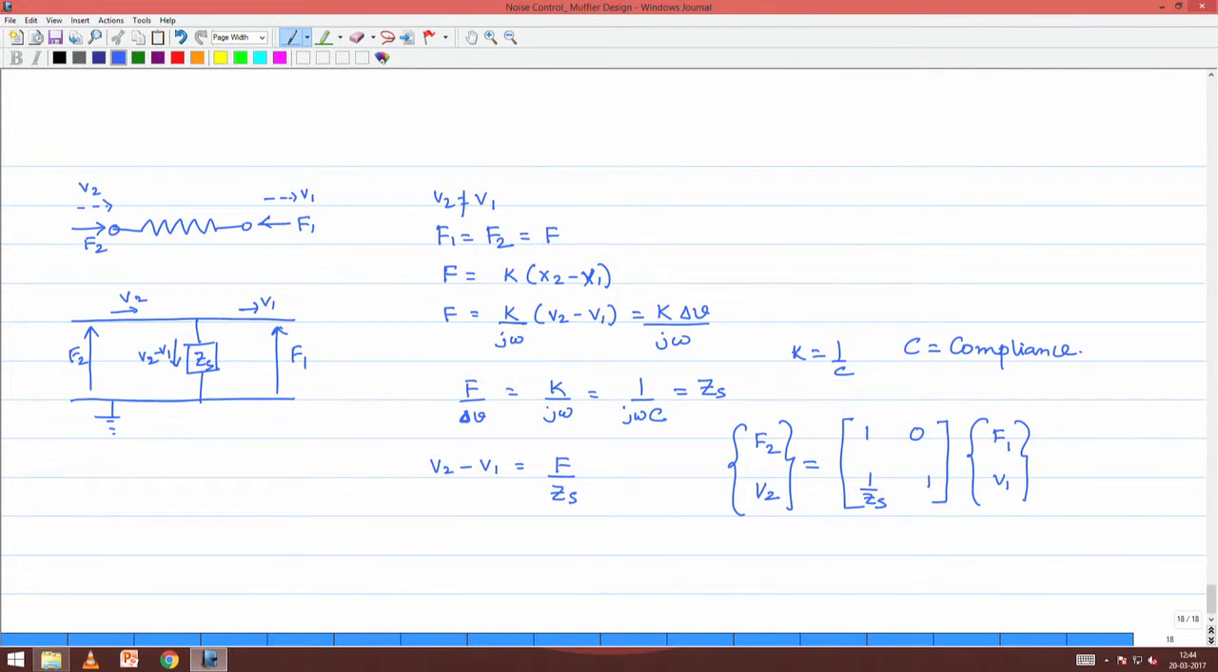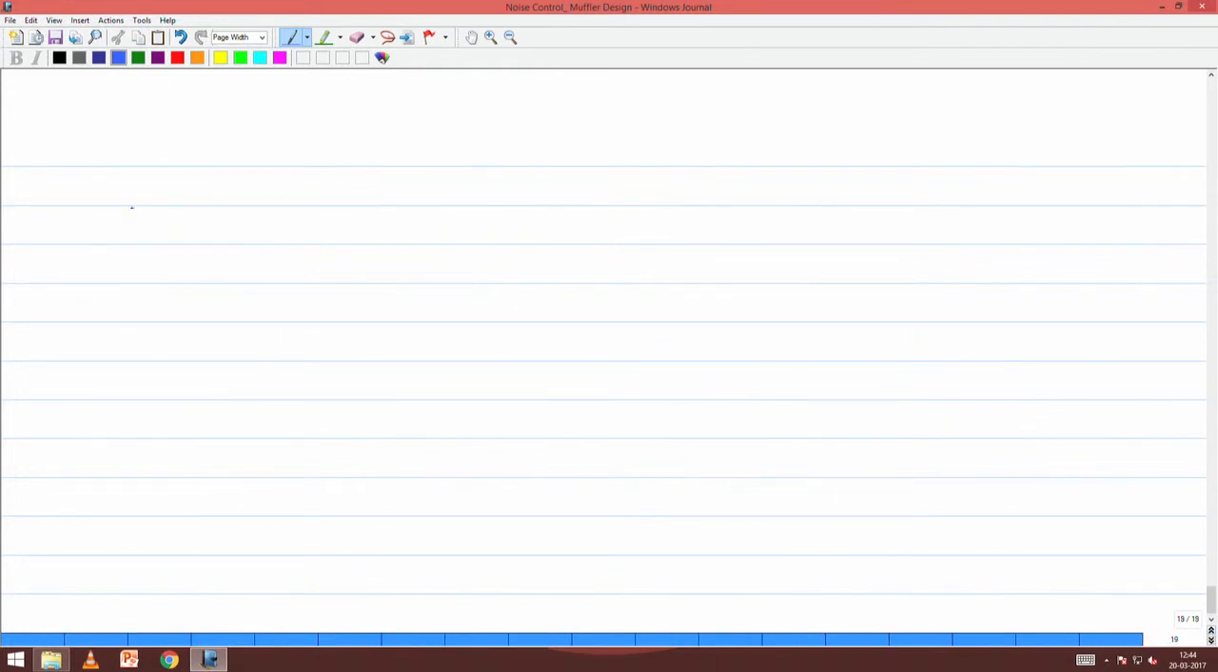So, both for spring as well as for mass we have derived the circuit, we have also derived the transfer matrix, right. What about a damper? That should not be difficult.